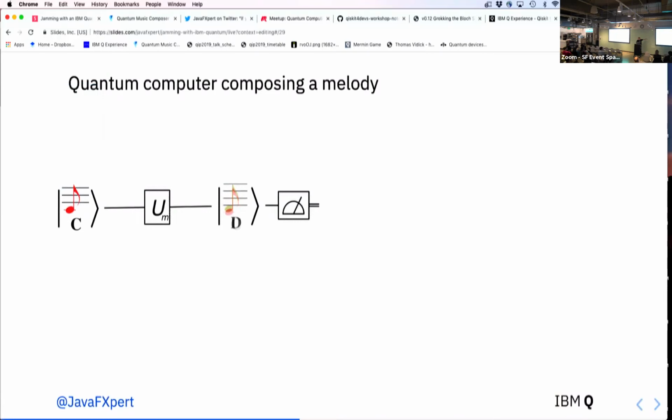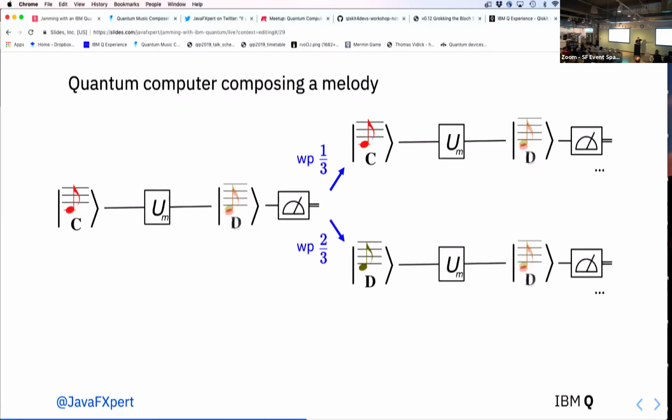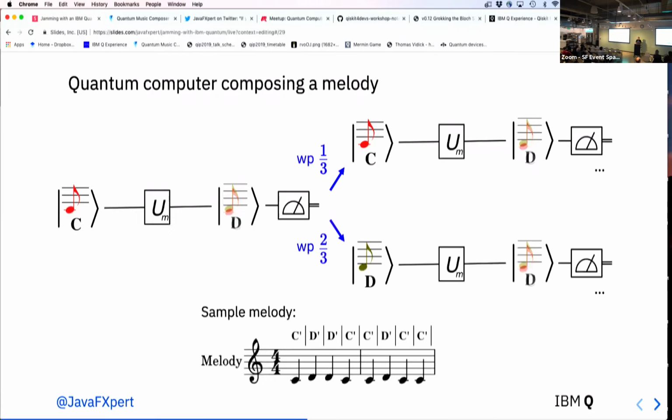And then we're going to measure it. That symbol means measurement. So we measure it, and then it collapses. It's going to collapse with one third probability as C, and with two thirds as D. Then we're going to run it through another unitary matrix, another quantum gate, and it's going to end up in another superposition. We measure it, but let's say that it measured as a D with two thirds probability. Then we do the same thing, and keep going until we compose a song. That's going to be a very boring song. It just has C's and D's in it. But we'll go ahead and do that anyway.